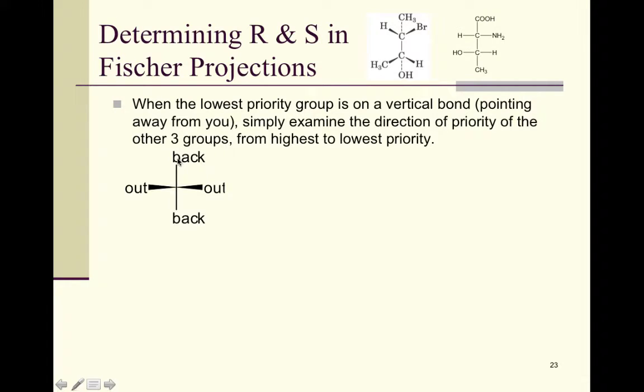Remember, the top is back, the bottom is back, and the horizontal lines are coming out. This CH3 is going back, this OH and the CH3 is coming out at me, and this H is going back. That means the lowest priority is away from me in this Fischer projection. Fischer projections are basically going to be using these flat lines, but we understand that there's a three-dimensional feature to it.